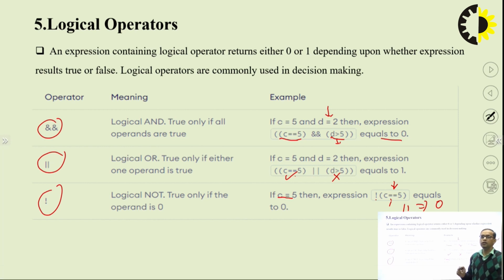So the NOT operator is basically used to perform the complement of the value. It means if there is 1, then NOT of 1 will be 0, and if there is 0, then NOT of 0 is 1. So here in this case, c is equal to 5, yes, it is true, so it will return 1, and when we apply NOT on this 1, it will return 0. So these are the logical operators. Logical operators are basically used to execute a particular block of statements or to take a decision on the basis of more than one condition, or on the basis of a combination of more than one condition, and these operators are used for that particular purpose.